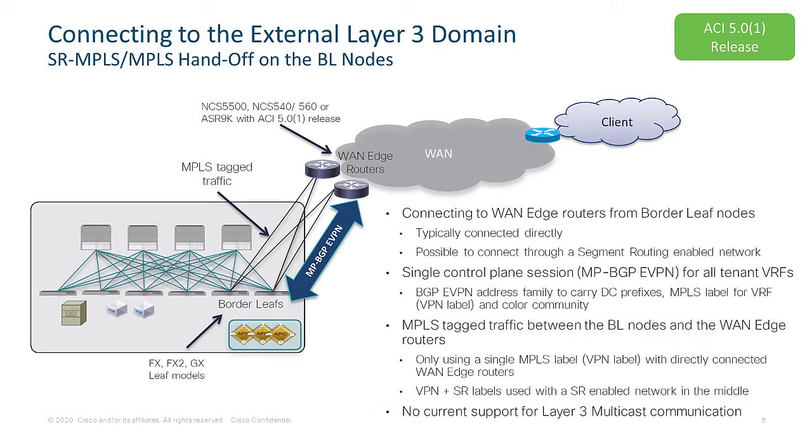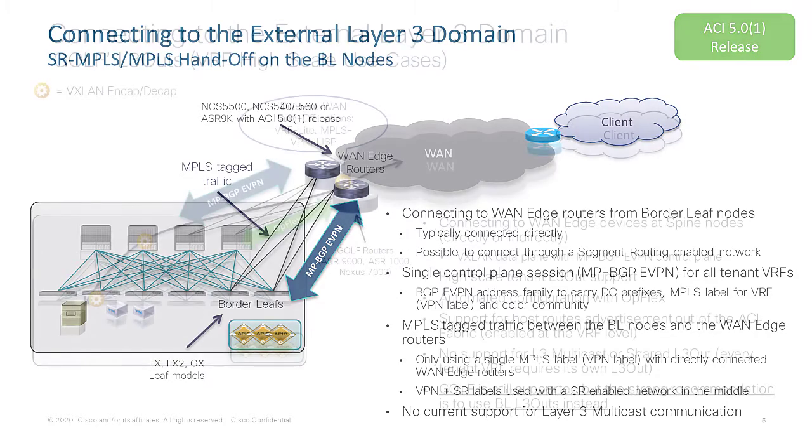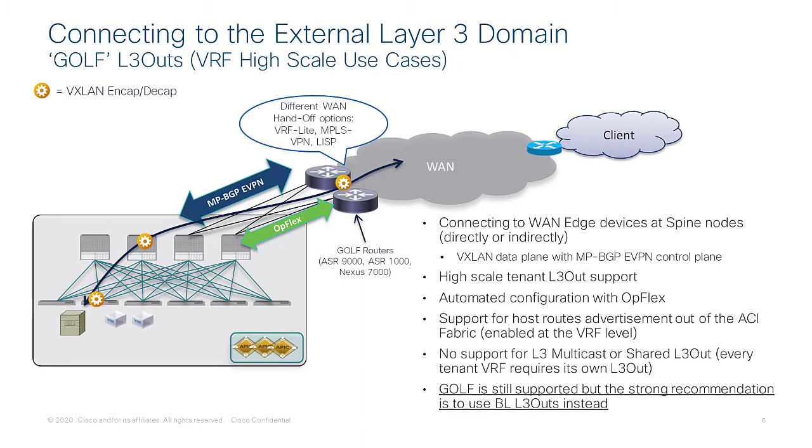Okay, so definitely the traditional border leaf L3 out is the most feature rich. The third type of L3 out changes the paradigm a little bit, because the external WAN edge router is not connected anymore to the border leafs. In fact, the border leaf nodes are not defined at all, but the router is directly connected to the spine. And this takes the name of Golf L3 out.